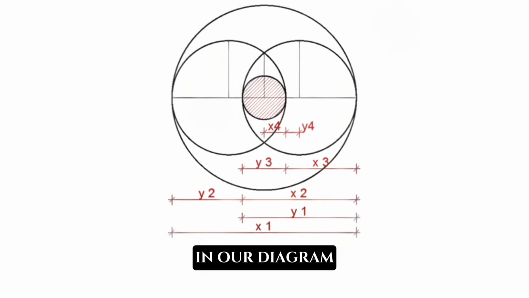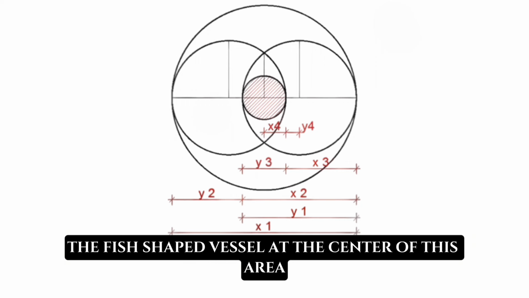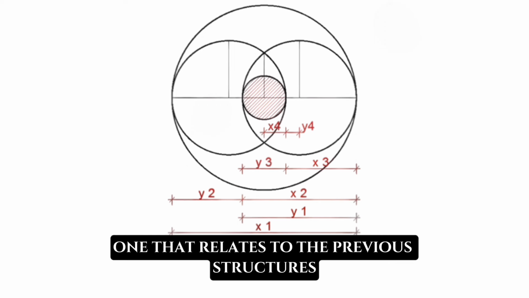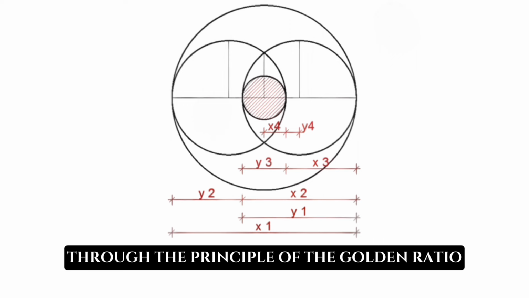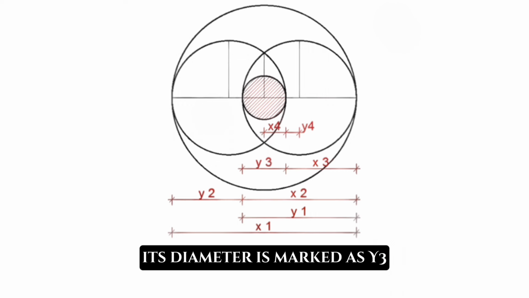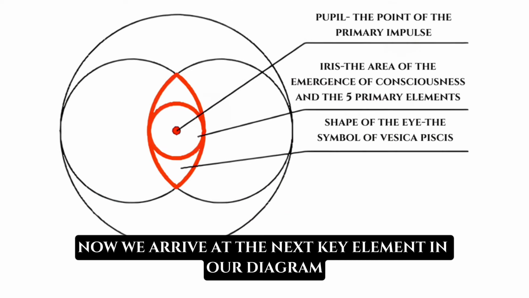In our diagram, this space is represented by the Vesica piscis, the fish-shaped vessel. At the center of this area, a new field emerges, one that relates to the previous structures through the principle of the golden ratio. Its diameter is marked as Y3, and thus we arrive at yet another foundational symbol in sacred geometry, the eye. Now we arrive at the next key element.